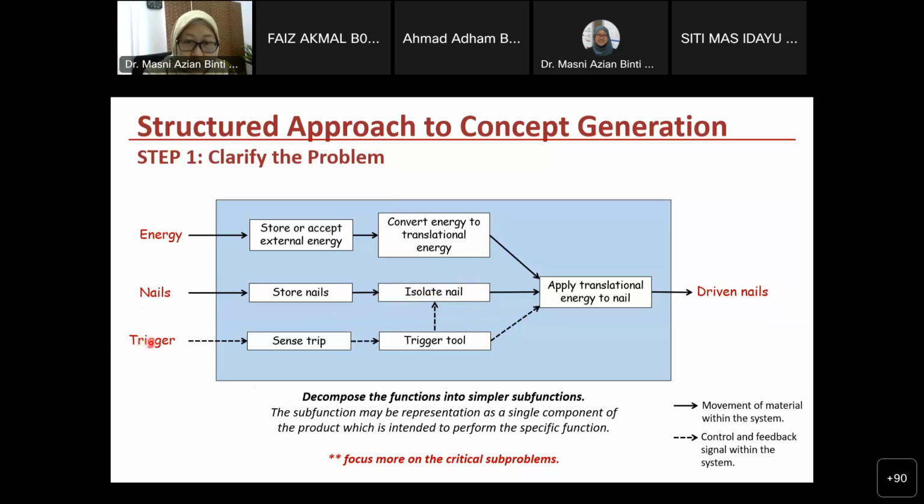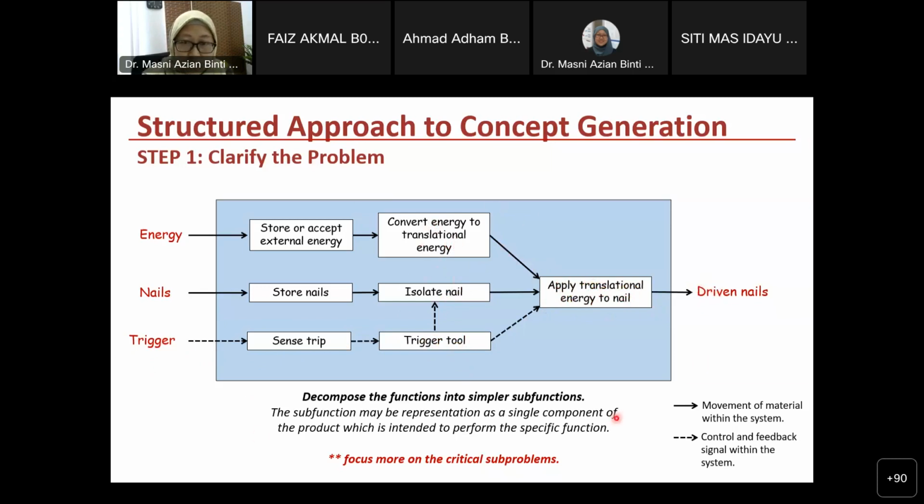And then the third one, in terms of trigger. There must be a control system to sense the trigger, okay, the trip, and then there must be a trigger tool. Trigger tool ni mungkin bila you tekan the trigger, terus dia akan isolate the nail, and at the same time you apply translation energy to the nail. So these three problems are being combined so that kita boleh apply translation energy to the paku, and then at the end of the day, paku tu can be driven into the material.